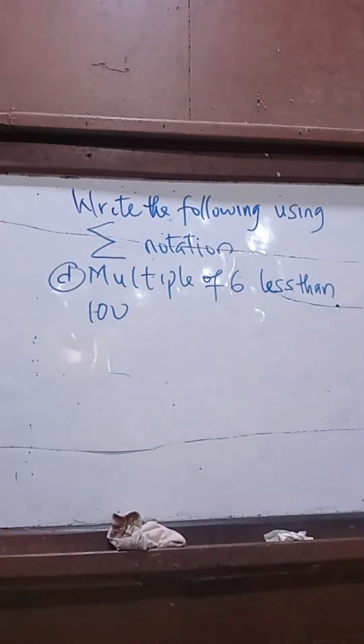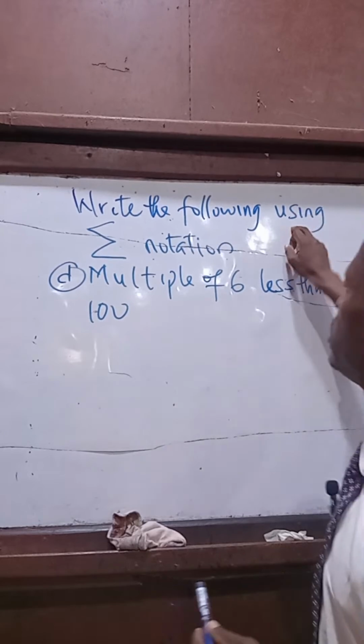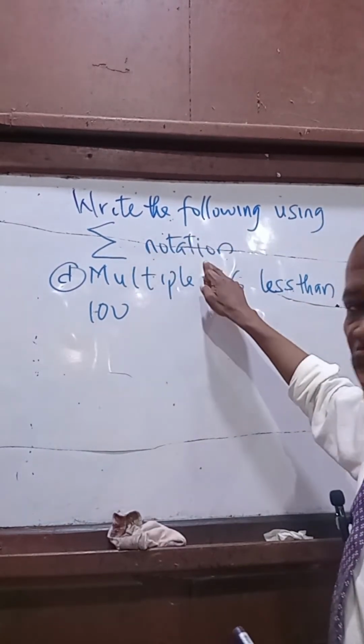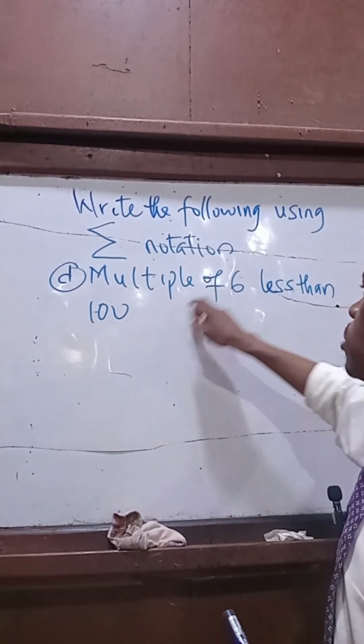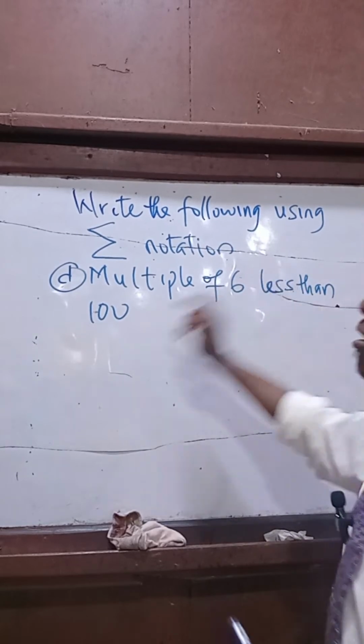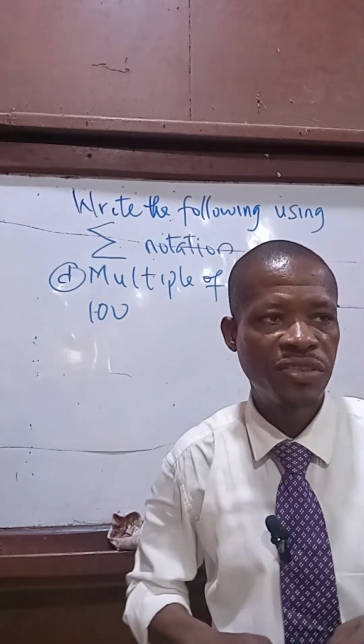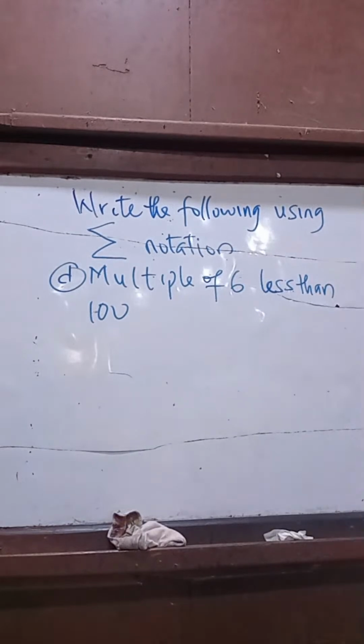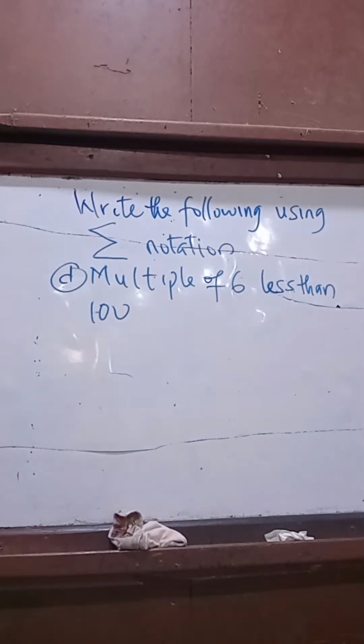So that's the D part. Write the following using sigma notation: multiples of 6 less than 100.